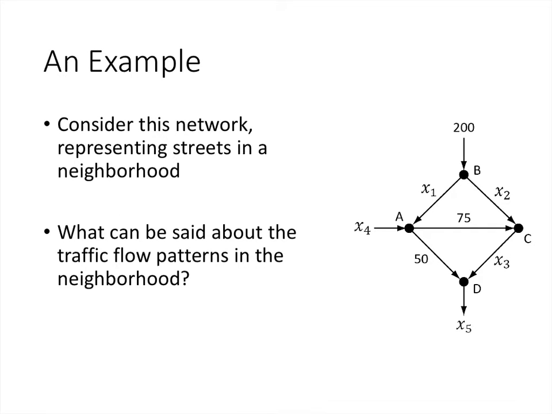So let's look at an example. Here we have a network that in this case represents streets in a neighborhood. And we're given some of the values of the amount of cars flowing. So for example, we're told that there's 200 cars flowing into intersection B, there's 75 cars that drive down this road, and 50 cars that drive down this road. But all of the other traffic amounts are unknown. So what can we say about the traffic flow patterns in this neighborhood?